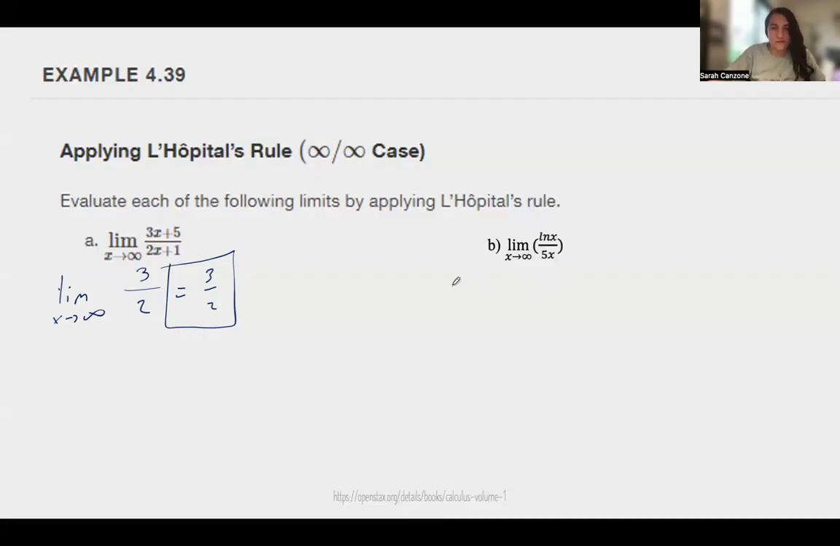So we'll use L'Hopital's rule, which tells us that this is equal to the limit as x approaches infinity of the derivative of these two things. The derivative of the natural log of x is 1 over x, over the derivative of 5x, which is just 5. We can try plugging in now. Well, the 1 over x will go to 0, and 5 just stays the same. And so this whole limit just goes to 0.